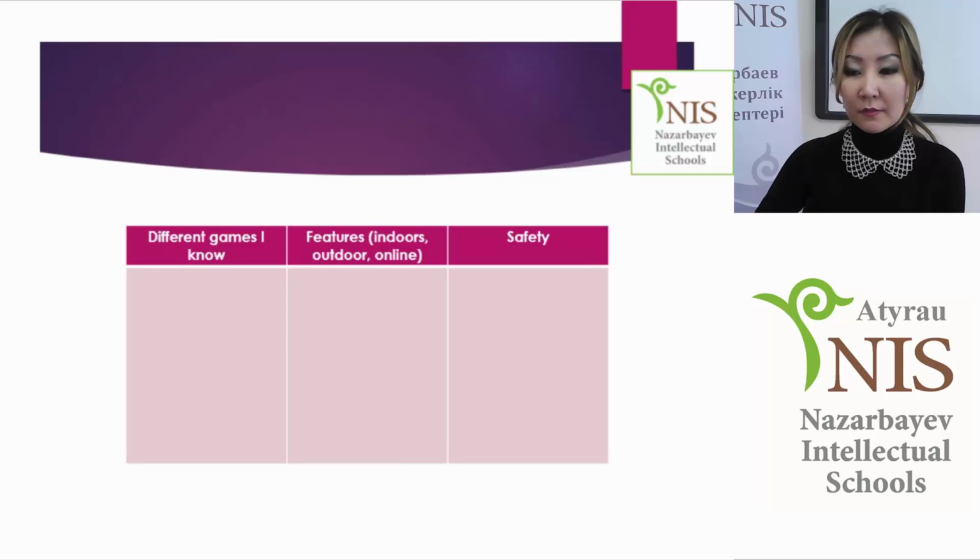In the second column, you should clearly write if they are indoor, outdoor, online, or digital games. And also what kind of materials are used during playing this game, the price of these games, and then you may go through their safety regulations. Okay?